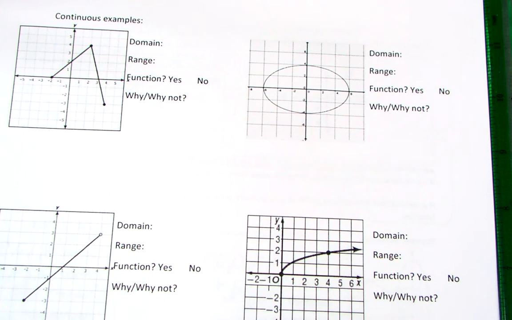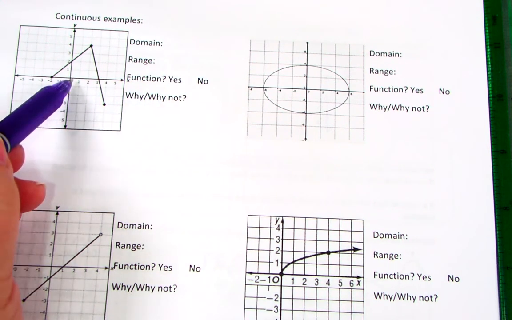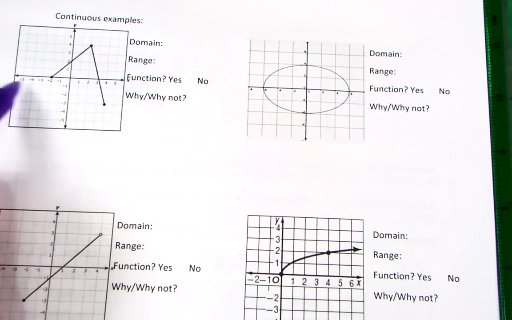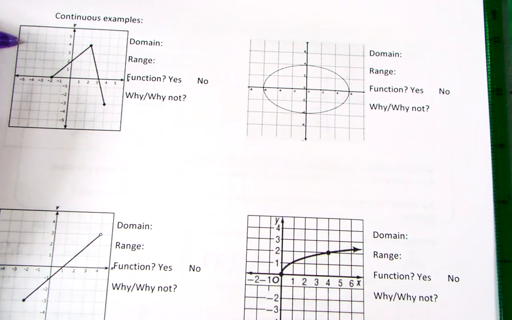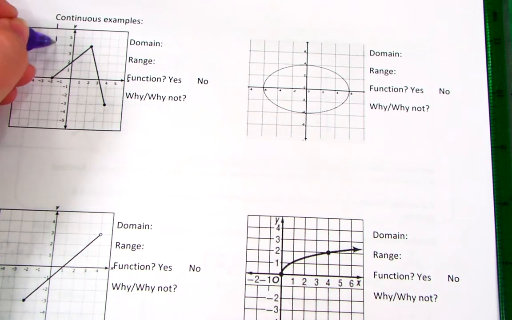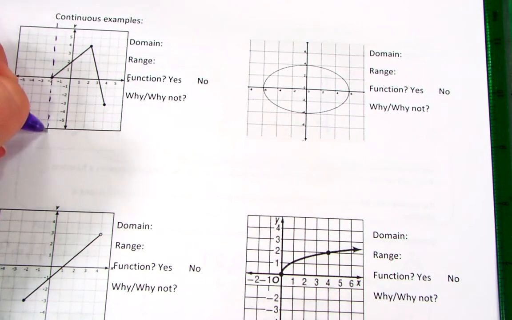So what I like to do with a continuous graph is I know with domain, I'm looking at the left and right side because domain is all the x values and our x-axis moves from left to right. So I'm going to look on the far left and I'm going to decide what is the furthest left that this graph goes. And the furthest to the left that this graph goes is -2.